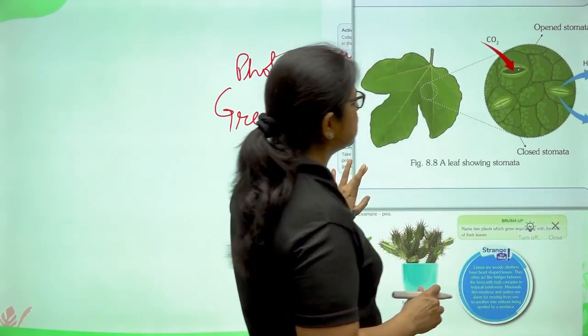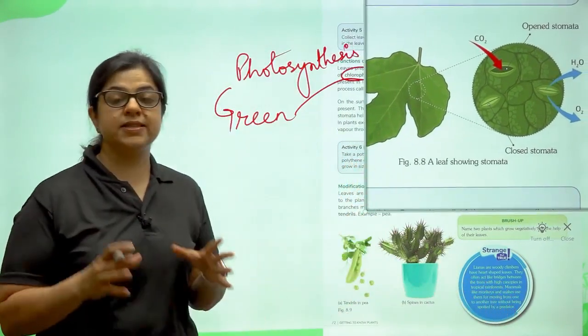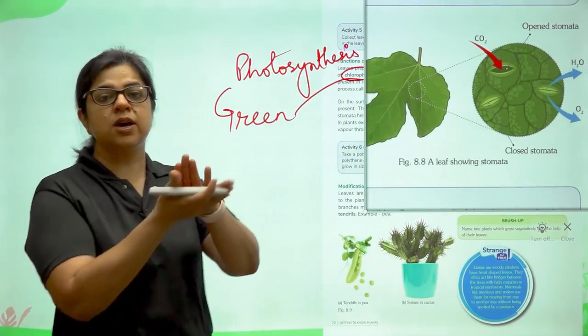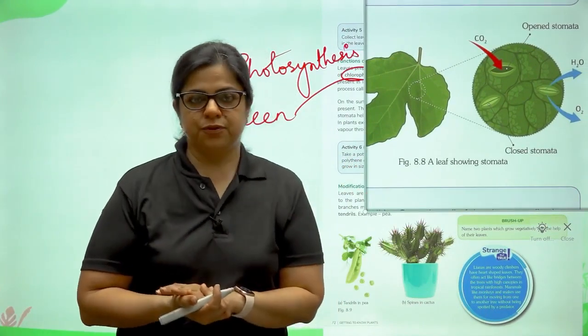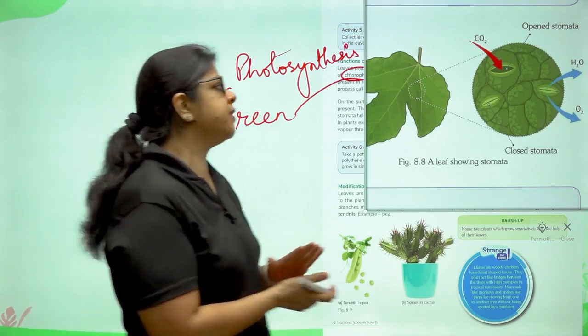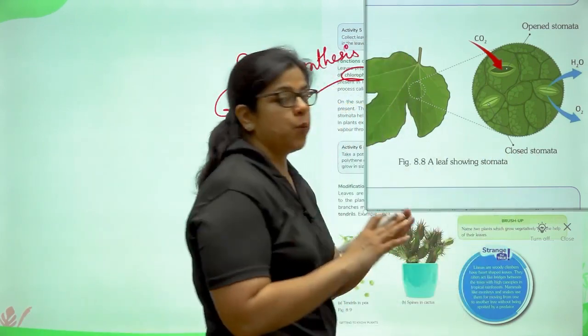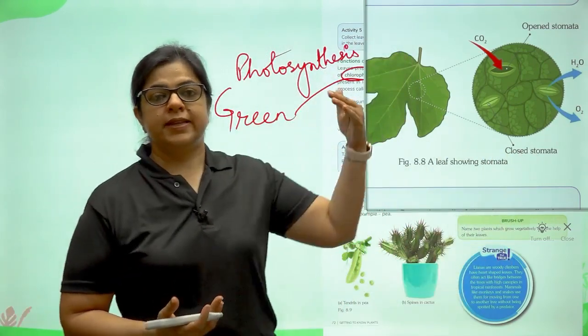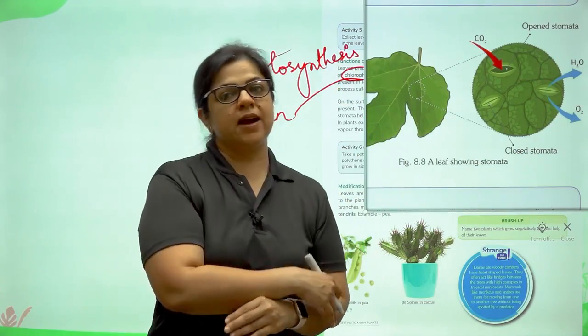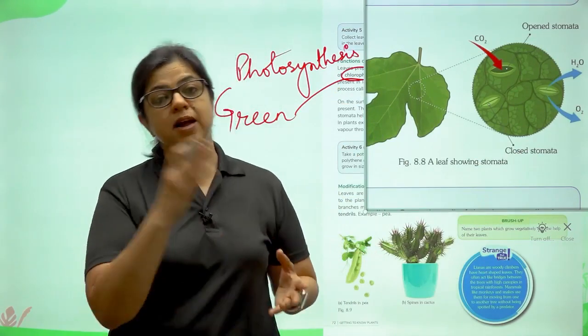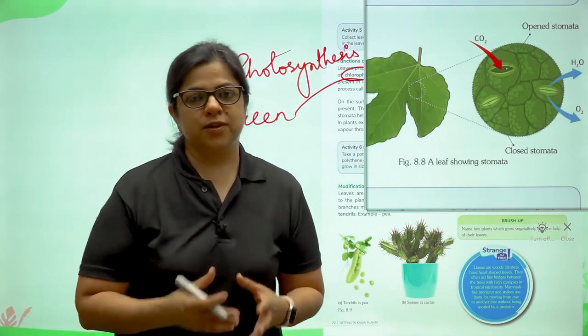Now, where does this exchange of gases take place? This exchange of gases takes place on the underside of the leaf. What is present there? Stomata. When the stomata open, the gases go inside and come outside. And another thing that comes outside is water vapor.